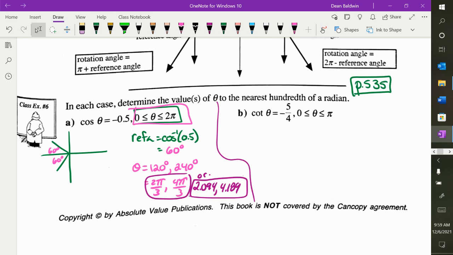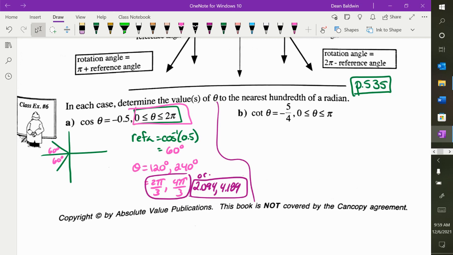I know. All right. Second one. Cotan theta is equal to negative 5 over 4. What does the domain say? It has to be greater than or equal to 0 and less than 6.2. First of all, is the domain in degrees or rads? It's in rads, so our answer has to be.